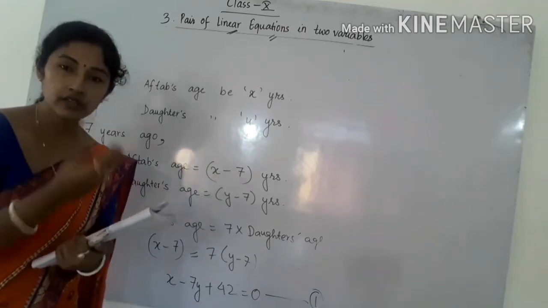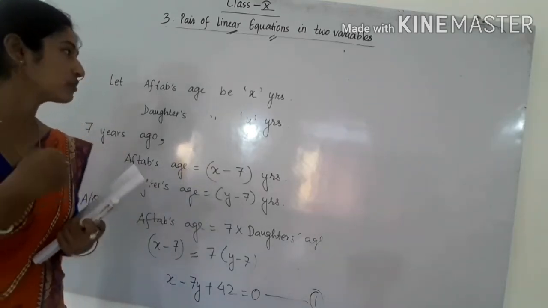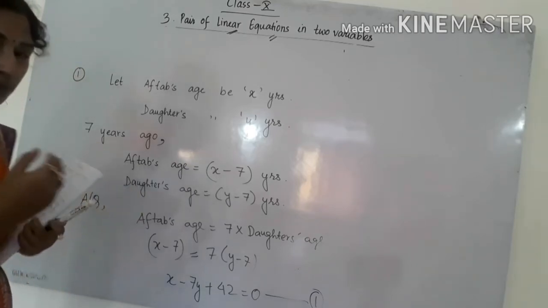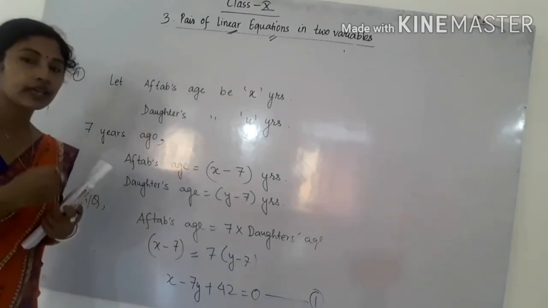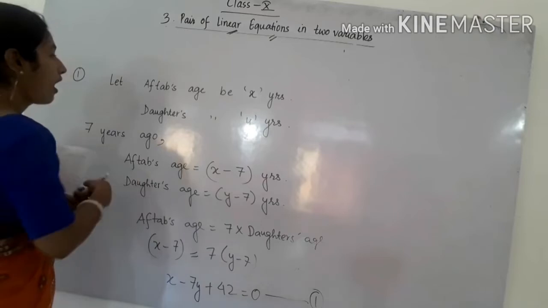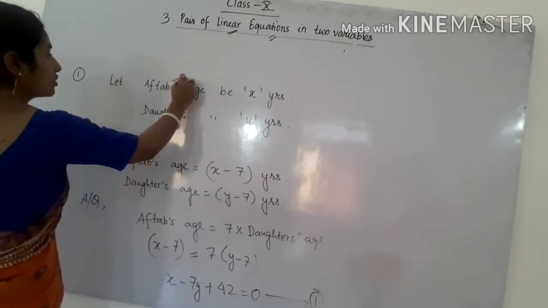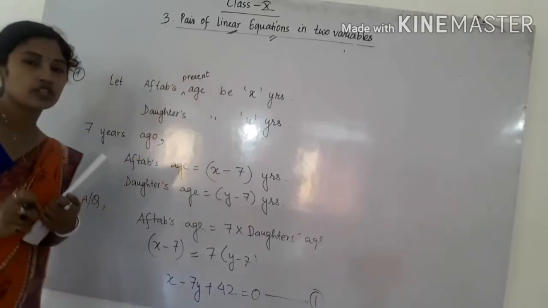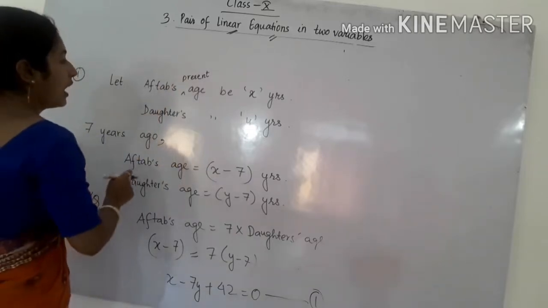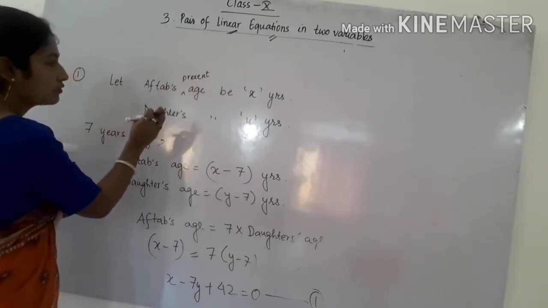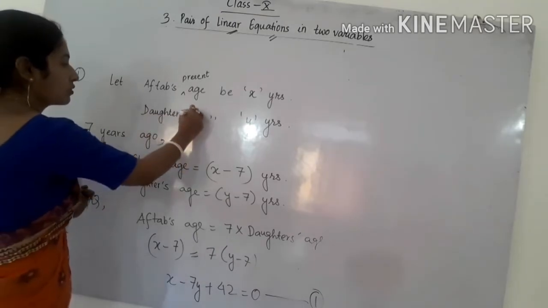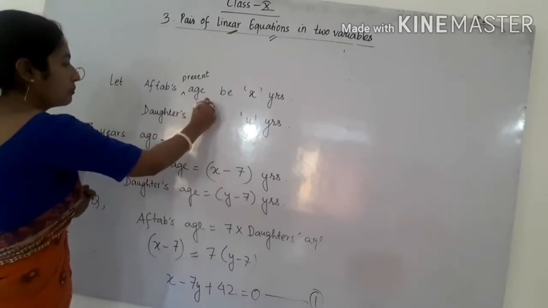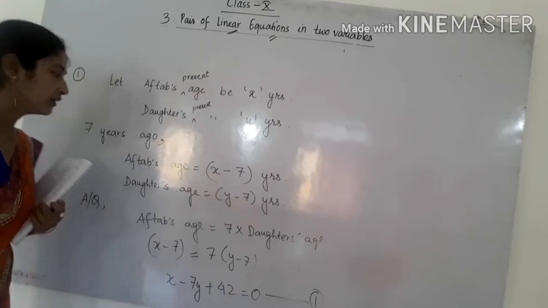So for 7 years ago, first of all you have to see the present. So at present, you have to take the ages. Let Aftab's present age be X years. And the daughter's age, we have taken the present age, this is also the present age, be Y years.